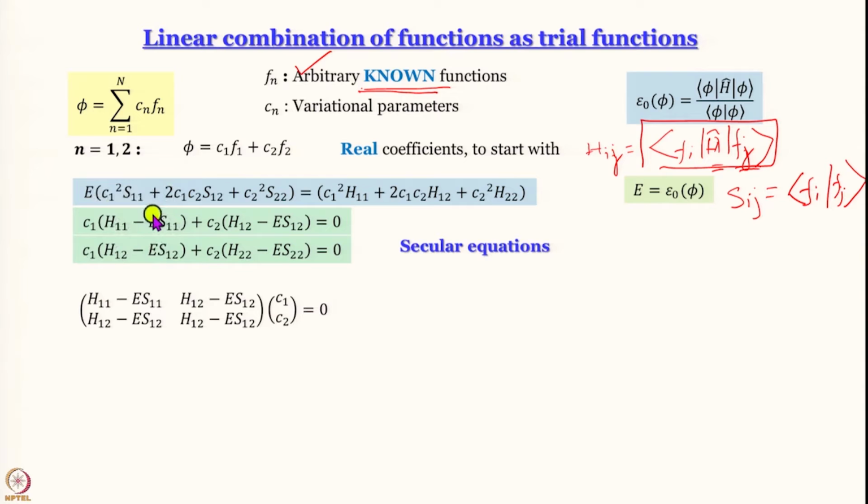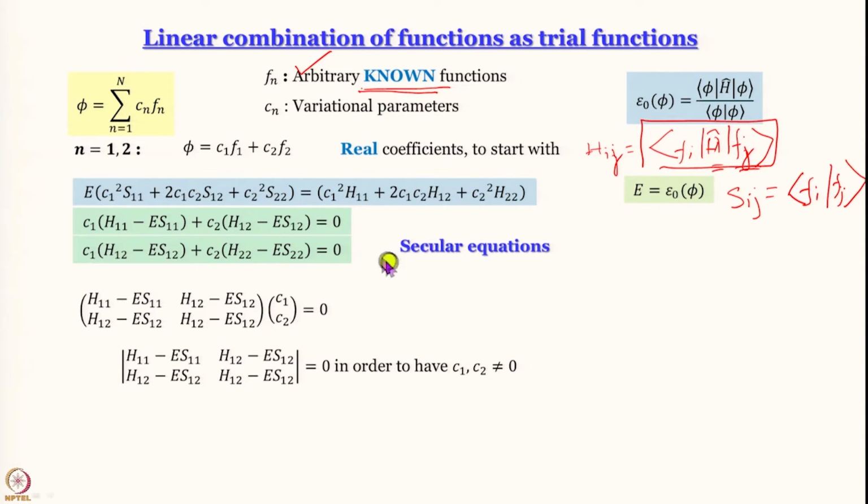So E is our target, and to target E, we write it in matrix form like this. If you study the theory of linear equations, for C1 and C2 to be non-zero, rather than the trivial solution, the secular determinant of this matrix must be equal to 0. That is very well known from mathematics, and has existed for a long time. So this secular determinant equal to 0 is what you have to solve.